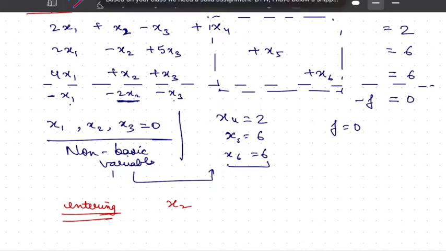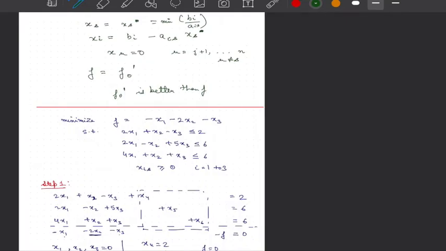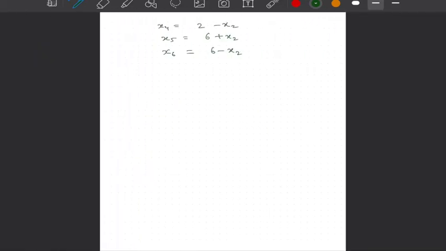Now, since we have x2 as our entering variable, we can say that x4 from equation 1 can be written as 2 minus x2, x5 can be written as 6 plus x2, and x6 can be written as 6 minus x2, because now we have made x2 non-zero, and hence we are expressing everything, keeping x1, x3 still equal to 0, x4 in terms of the other variables.